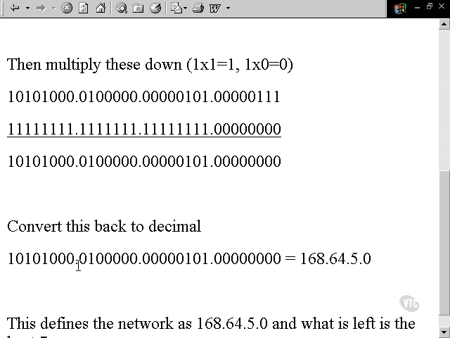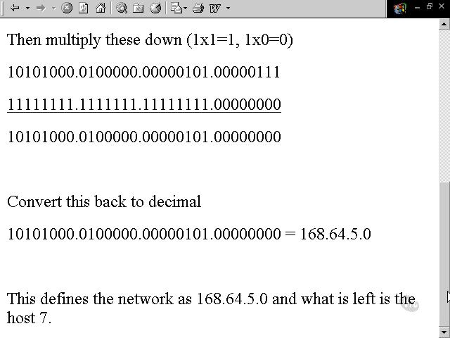If we take a look at our number here and convert this back to decimal, our network address would be 168.64.5.0. You've noticed we've lost the 7 here because the 7 was separated out. So our network address is the 168.64.5.0, and what's left for the host is 7.